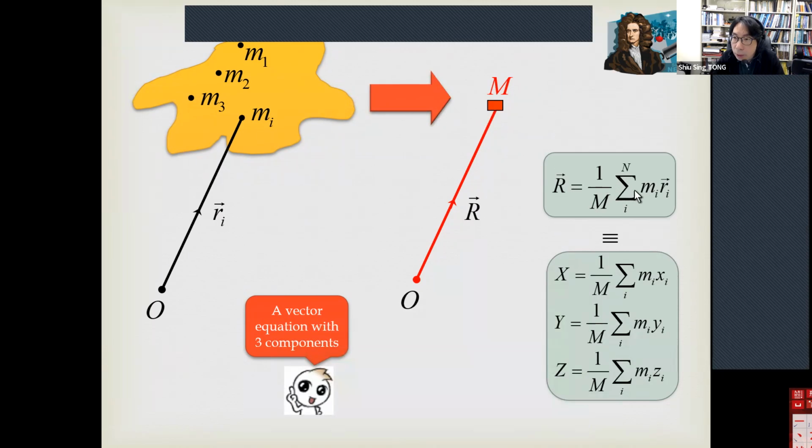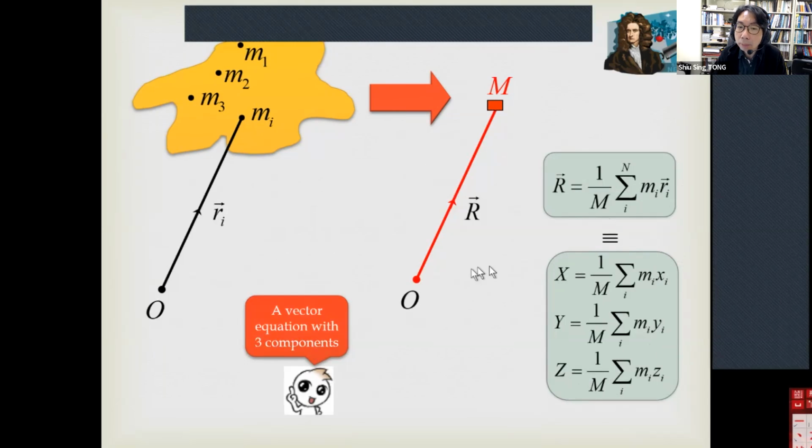Now, you should notice that this formula is a vector equation, and the vector equation involves r_i. r_i is the position vector of the i-th particle. So that means I can decompose this formula into three scalar formulas, because each vector r_i has the x component x_i, y component y_i, and z component z_i. Therefore, if I take the x component, y component, and z component of the equation, I will be able to locate the x coordinate, the y coordinate, and the z coordinate of the center of mass. So this is the idea.